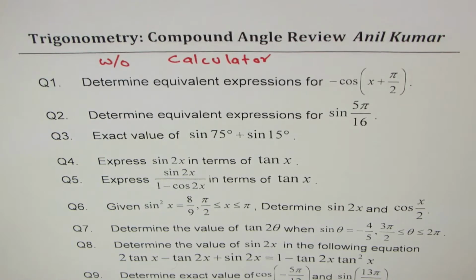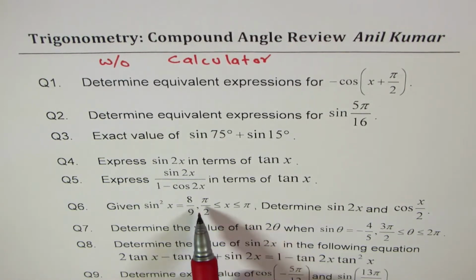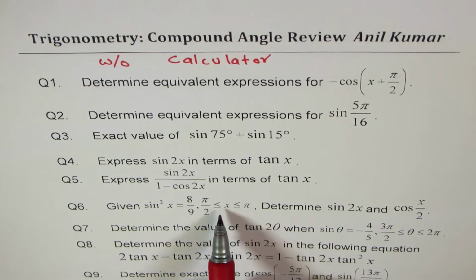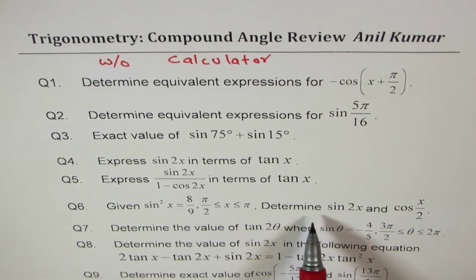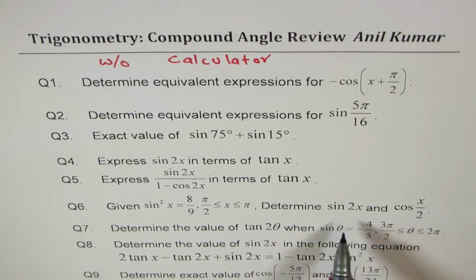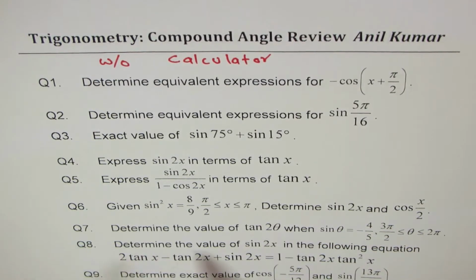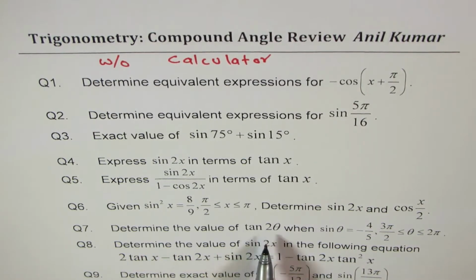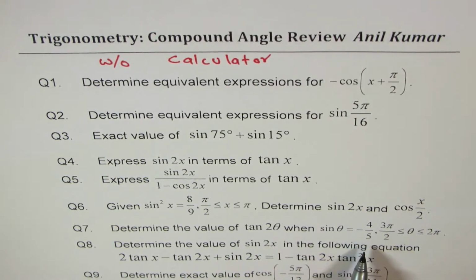Question 6. Given sine square x equals 8 over 9, x between pi by 2 and pi, quadrant 2 that is, determine sine 2x and cos x by 2. So we're going to use double angle and half angle formulas extensively. Question 7. Determine the value of tan 2 theta when sine theta equals minus 4 over 5, theta is between 3 pi by 2 and 2 pi.